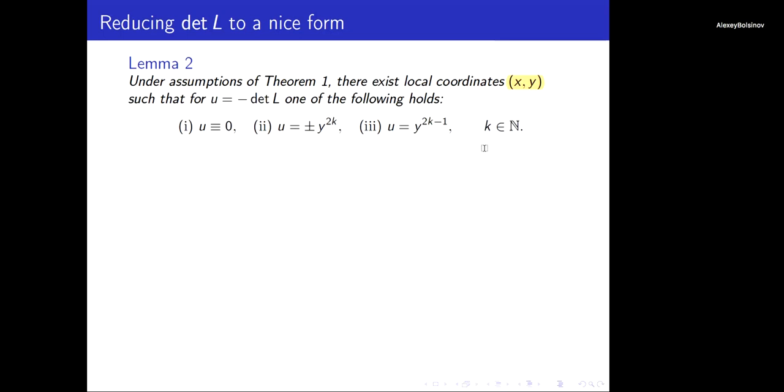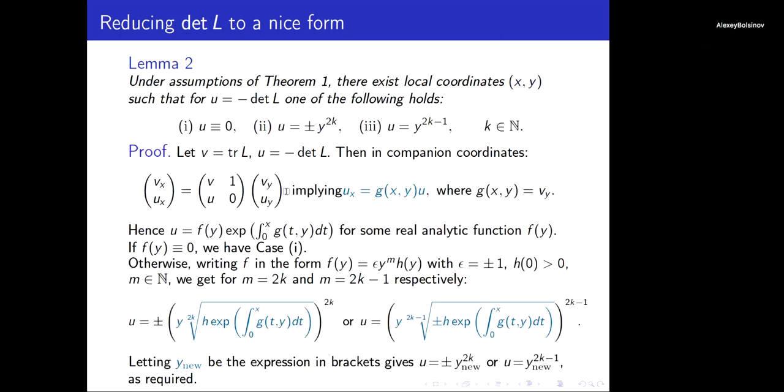So why is it true? It is very easy. We are going to use the formulas. We take the canonical companion coordinate form. We know that in this companion coordinate form, the coefficients of the characteristic polynomial, the u and v, satisfy this system of PDEs. If you look at the second equation of this system of PDEs in dimension two, you will see that it's very easy. It's just u_x equals some function multiplied with u, and this function is a partial derivative of v, but it doesn't matter. It's just some function, and that's it.